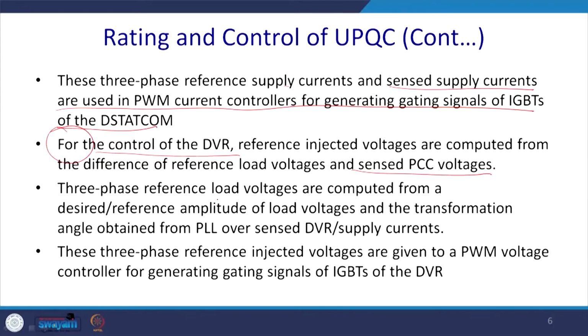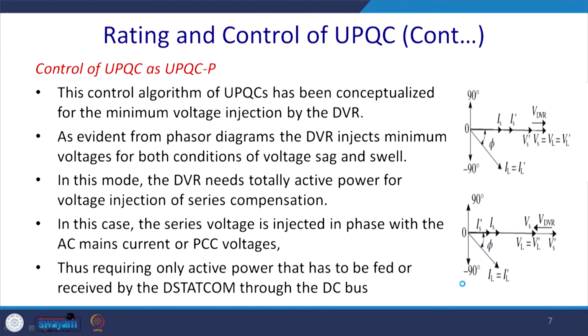The 3 phase reference load voltages are computed from a desired or the reference amplitude of the load voltage, and the transformation angle is obtained from the PLL, over sensed DVR on the supply current. The 3 phase reference injected voltages are given to the PWM voltage controller for generating the gating signals for the IGBT of the DVR. Now, this is the case for the UPQC-Q.